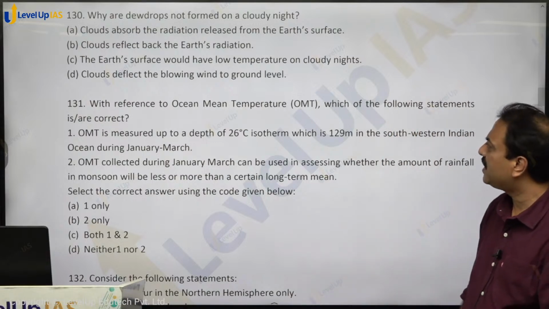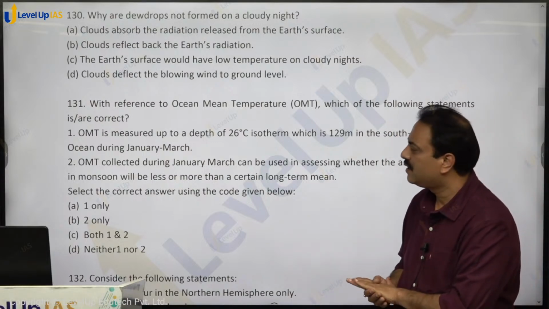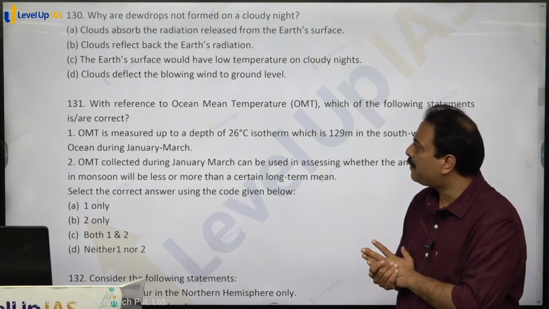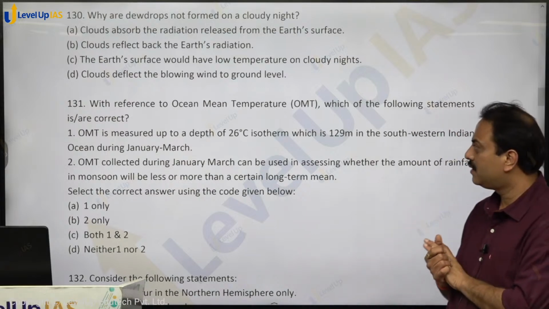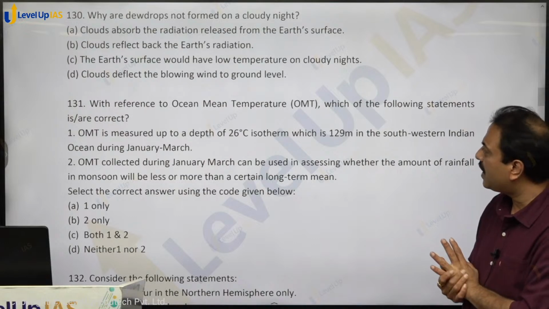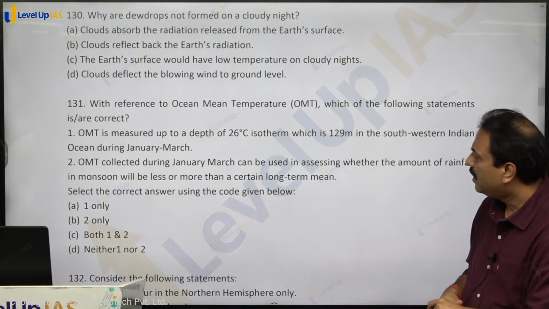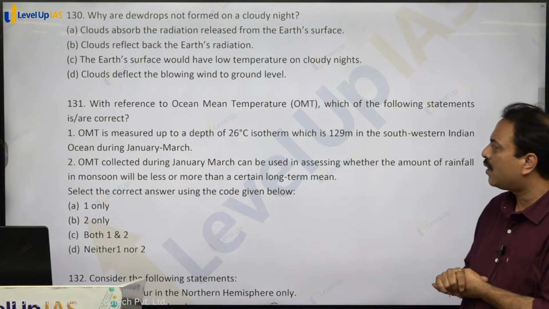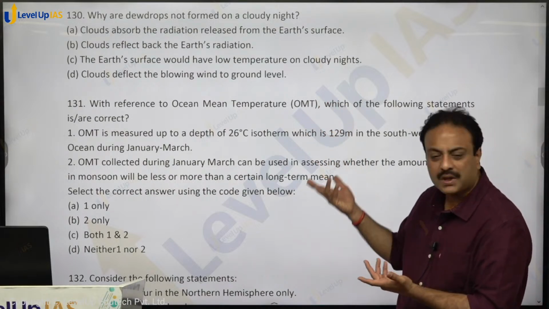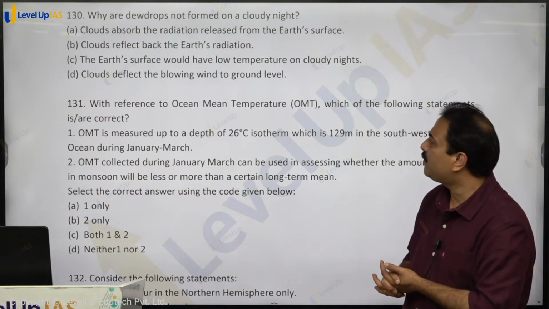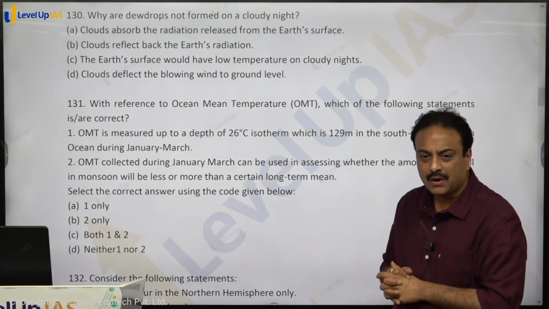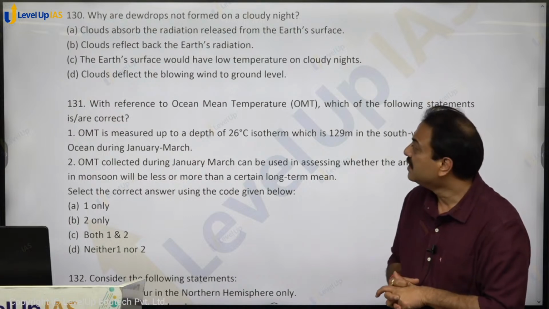Clouds absorb the radiation released from the Earth's surface. Clouds reflect back the Earth's radiation. The Earth's surface would have low temperature on cloudy nights. Clouds deflect the blowing wind to the ground. Deflecting blowing wind is of no meaning, it is not required. Earth's surface would have low temperature on cloudy nights. On cloudy nights, the temperature increases.